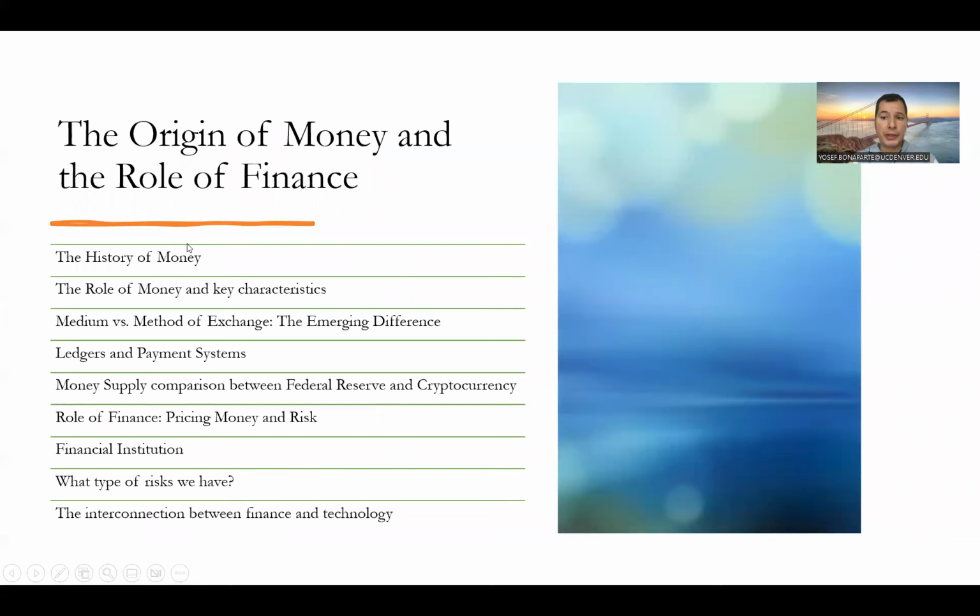The outline of this week's class is the history of money, the role of money and key characteristics, medium of exchange versus method of exchange. People are confused between medium and method of exchange. Ledgers, payment systems, money supply, financial institutions, what types of risk we have, and the interconnection between finance and technology. Finance and technology, this is critical for us.